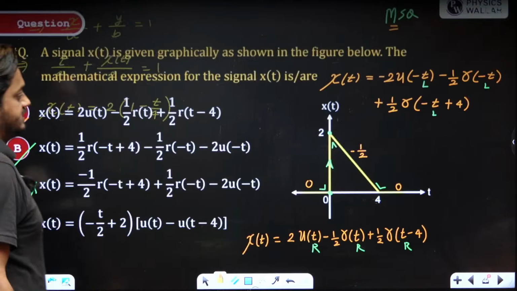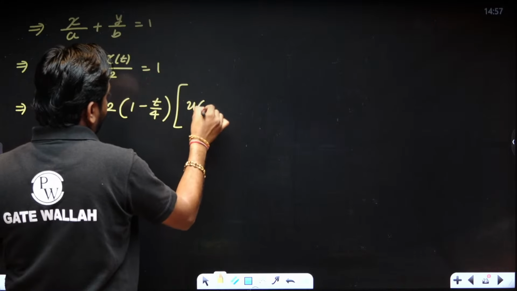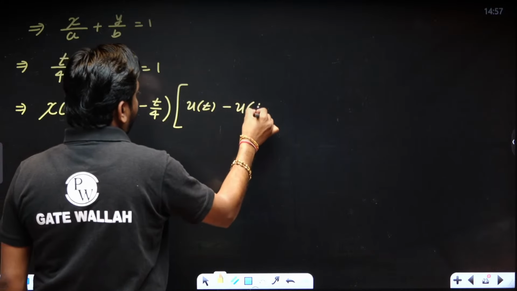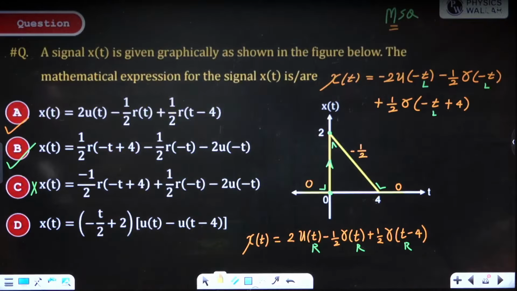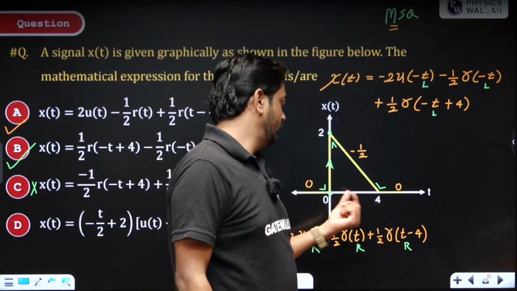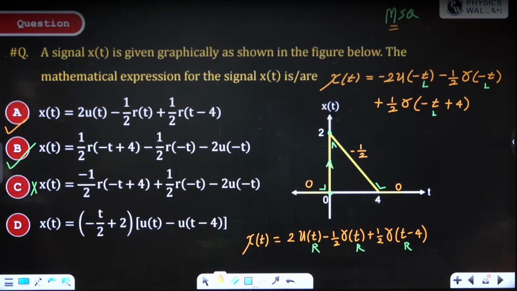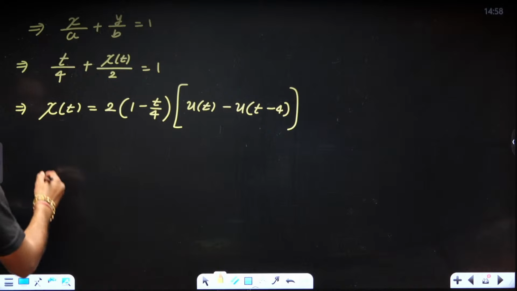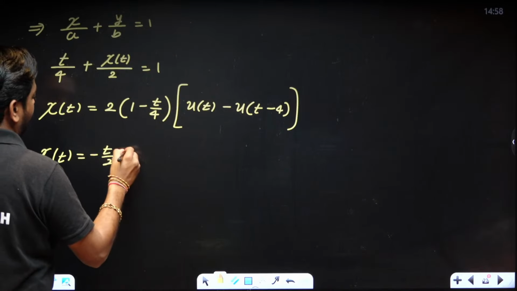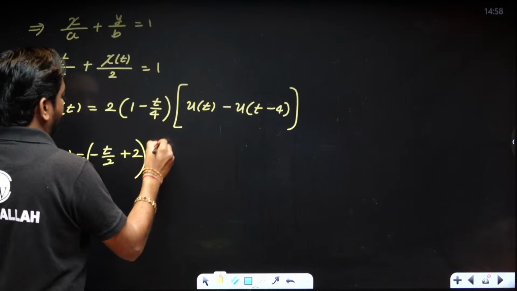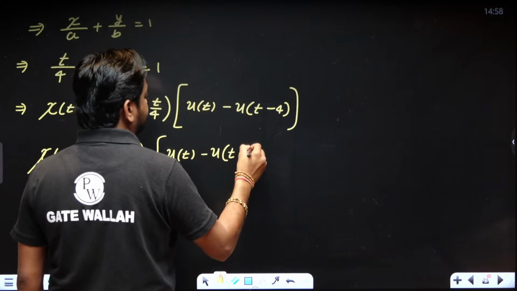But this is between 0 and 4 only, guys. As this is between 0 and 4, you can write u of t minus u of t minus 4. This line is between 0 and 4, so use a window function between 0 and 4. Open the bracket, and this is minus t by 2 plus 2, into u of t minus u of t minus 4.